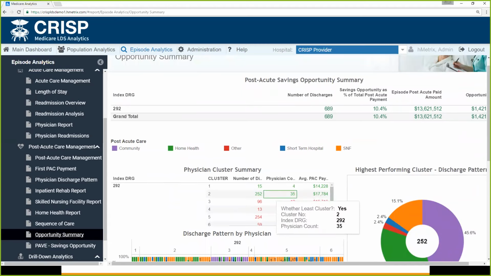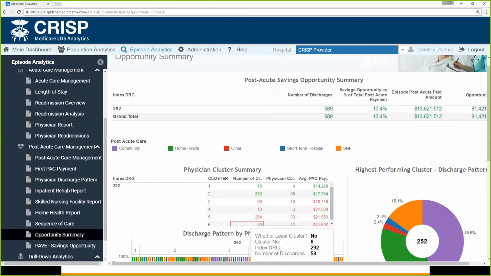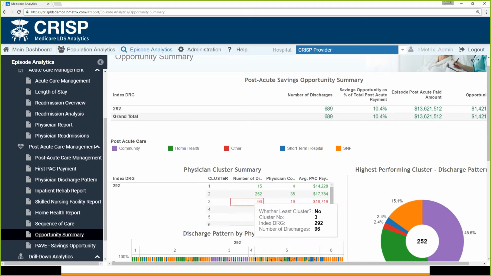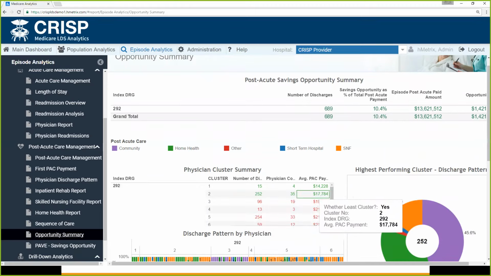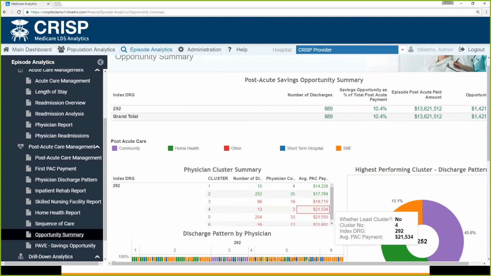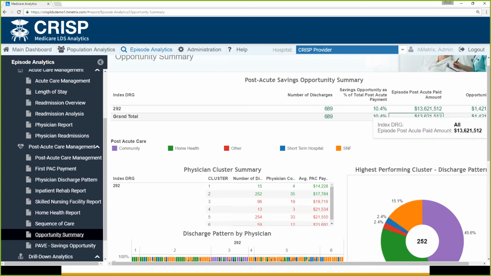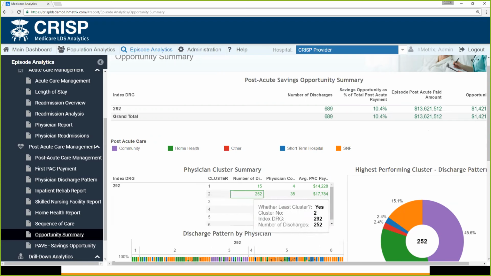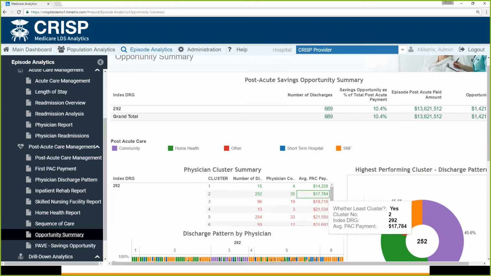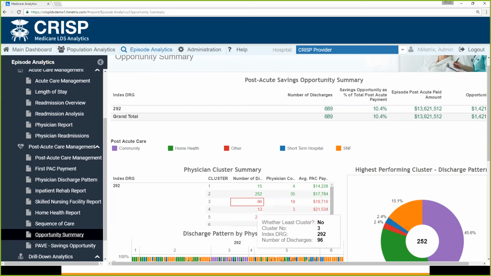Well, it's quite simple at this point. The opportunity is what would happen if all the other physicians acted more like this cluster two physician group. So obviously you can see some savings for this cluster of about $2,000 per episode and so on. So then we calculate all of that and we get the area of the opportunity. So the idea here is you would want to look at what's happening within cluster two, identify their practice patterns, and then potentially talk to some of the physicians in these other clusters to try to get them to be more like cluster two. And that would give about 10% savings here.